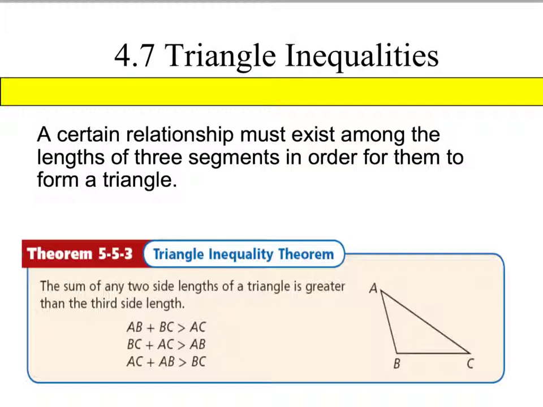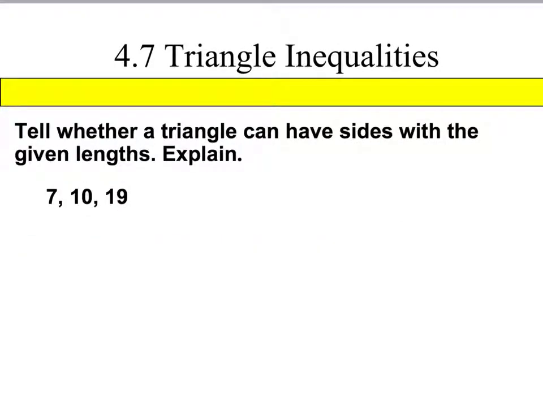A nice way to do this is to find the smallest 2 side lengths and add them together to see if they are greater than the largest side length. If that is true, then it can be a triangle. Okay, the smallest 2 sides must add up to be greater than that third side. All right, so let's try the one here.